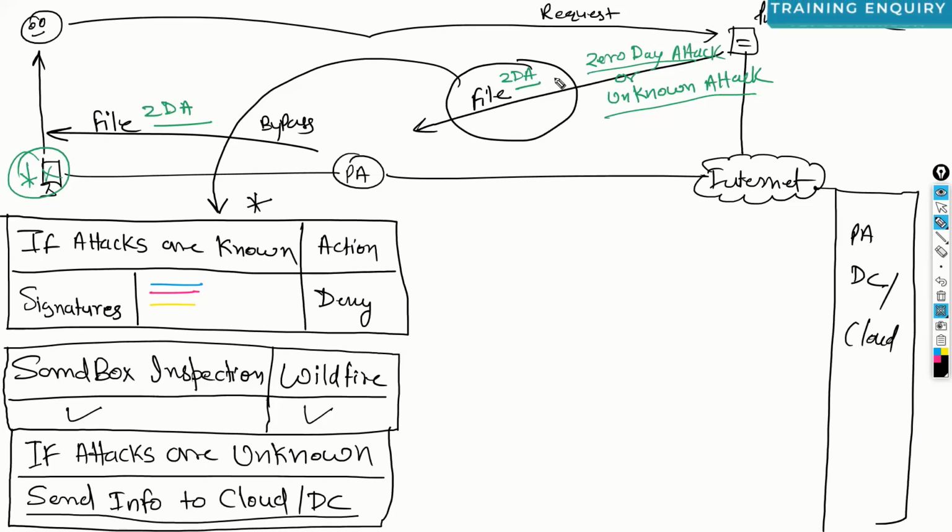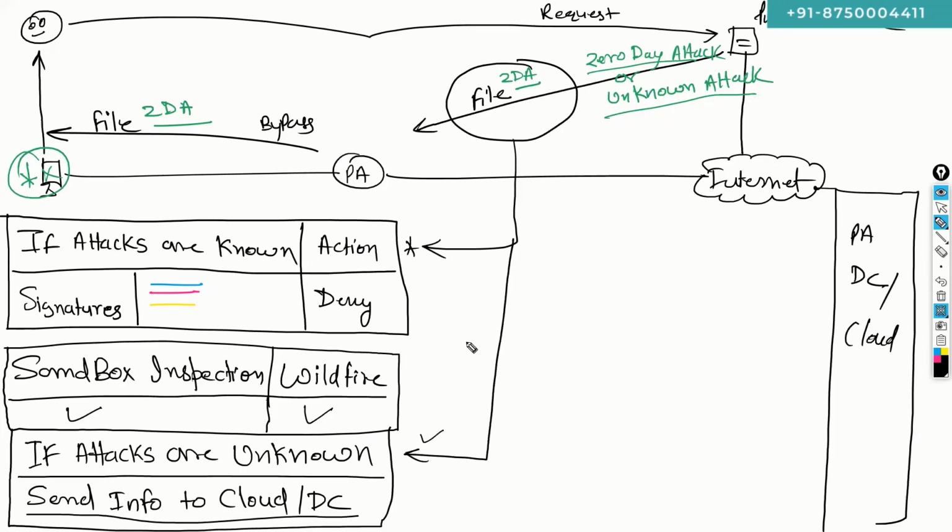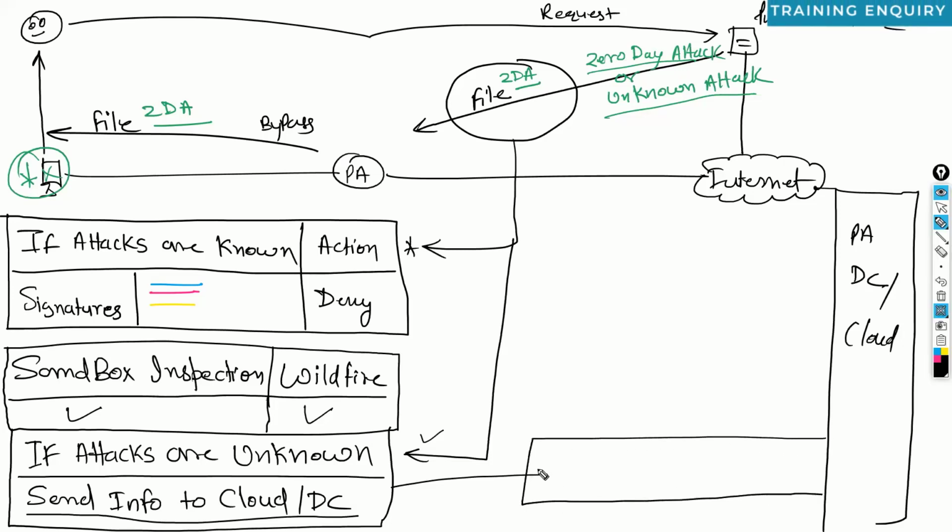For example, a user is trying to download a file and we have enabled sandbox inspection, or we can say we have enabled WildFire. Then what will happen? A file will arrive with a 0-day attack, then the firewall will check that file against known attacks, but the file will not match. At this time, the file will match with an unknown attack. If the file matches an unknown attack, then the Palo Alto firewall will send this information to the Palo Alto cloud. The firewall will send the file which contains ZDA.